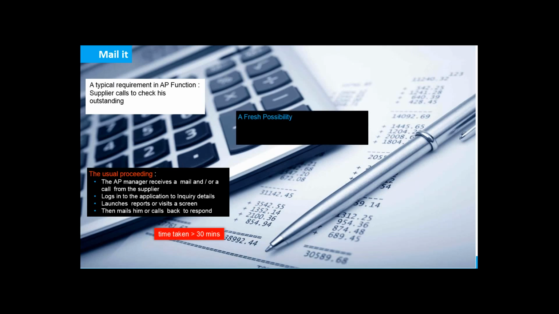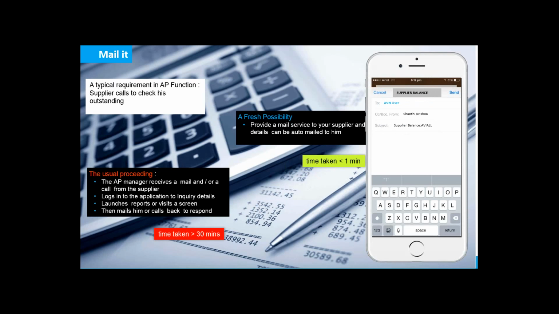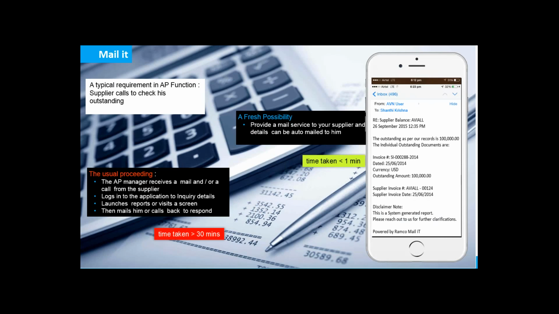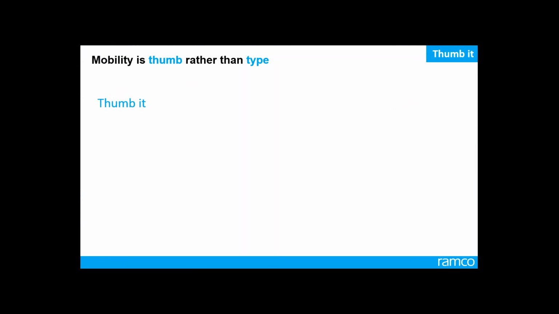Now, all that is not required. The ERP function just provides the mail service to the supplier directly. So all they have to do is send an email with a particular subject, a predefined subject, like what we are showing right here, and they get a response within minutes or within seconds as to what exactly they've asked for. So that way they have information at their fingertips and they don't need to wait for a call or call somebody and wait for them to search and respond.